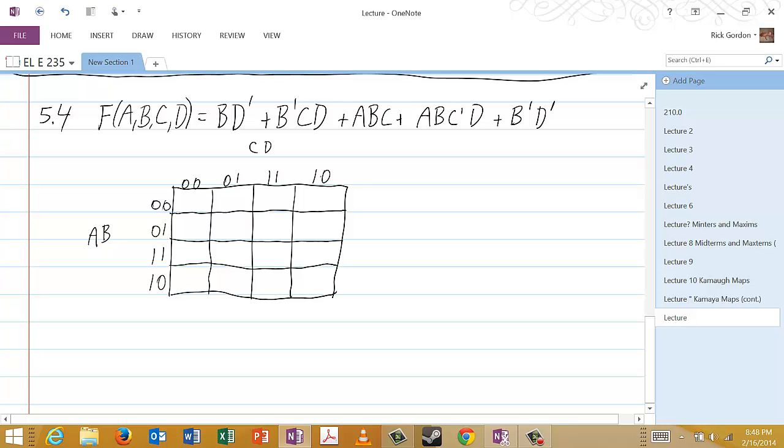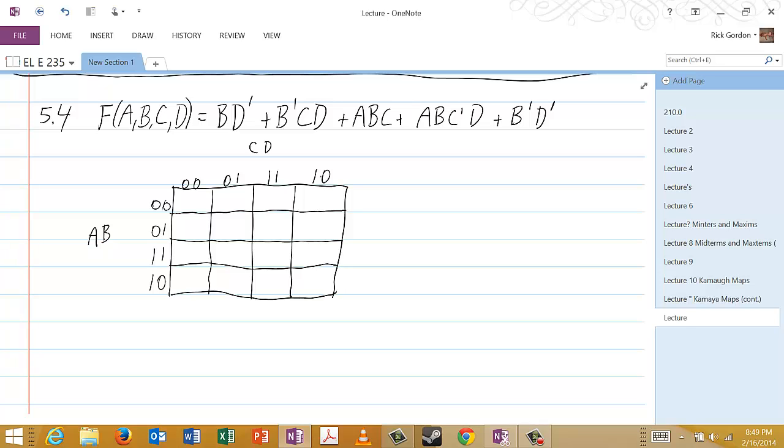And now let's look at BD prime. Well, the term BD prime will be equal to 1 whenever B is equal to 1 and D is equal to 0. It doesn't matter what A is, and it doesn't matter what C is. We just want to identify all of the cells that have both B equals 1 and D equals 0.